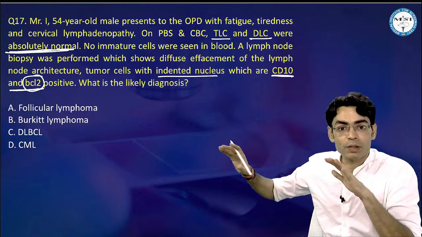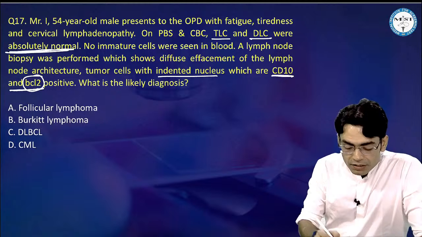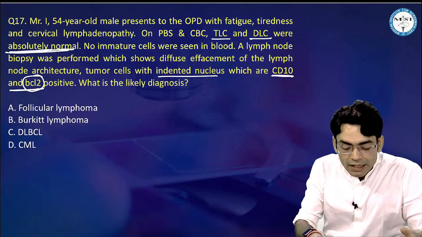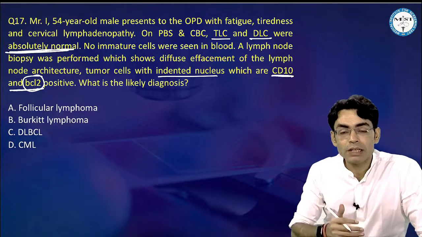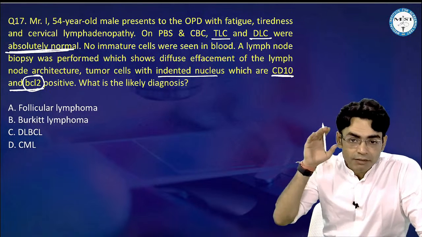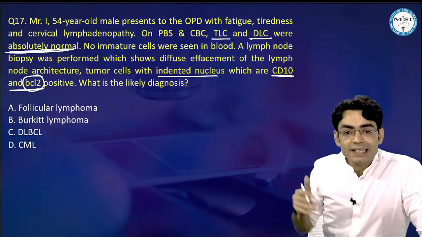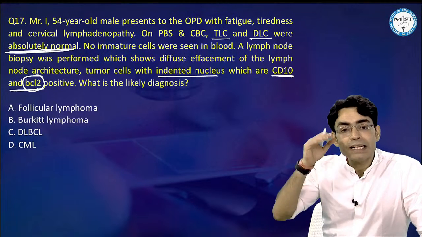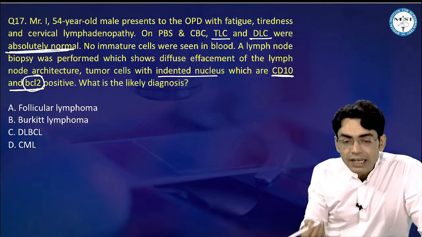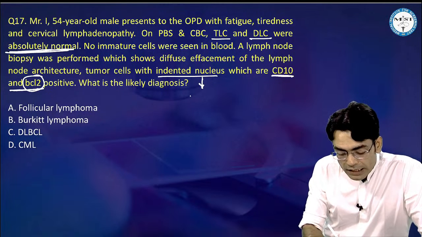Look, first thing is what the patient is suffering from. We are talking about a lymph node being effaced, and a cervical lymphadenopathy. That is, lymph node involvement is there. TLC, DLC absolutely normal. That means nothing to do with the blood. And the entire lymph node is changed. And there are tumor cells which have an indented nucleus. These cells are called centrocytes.